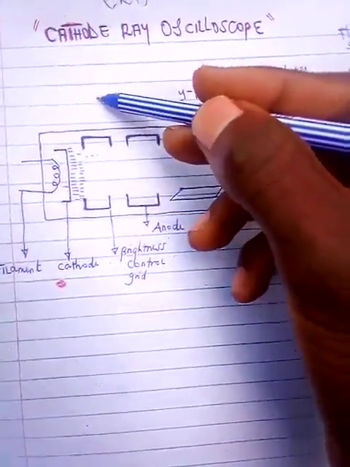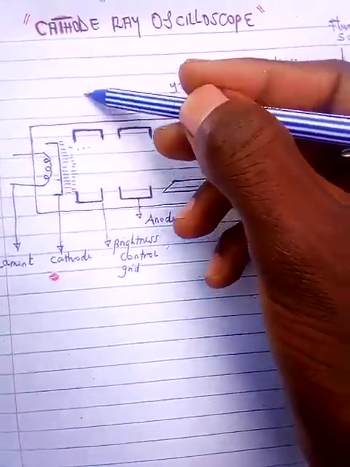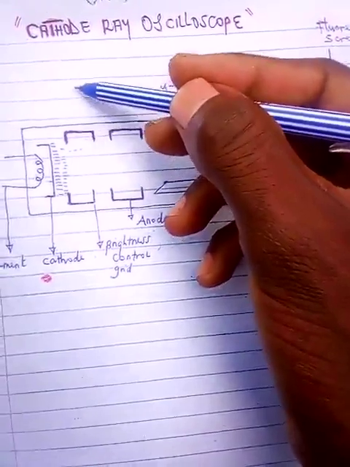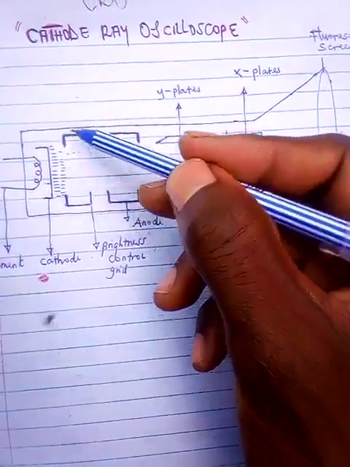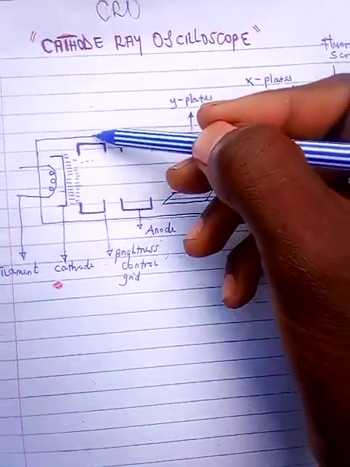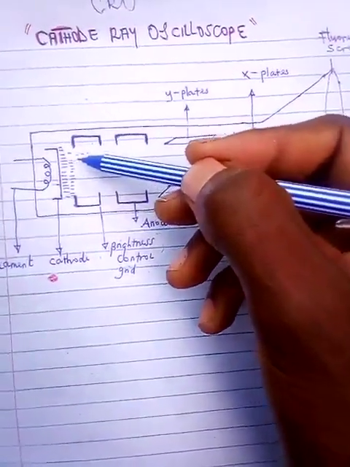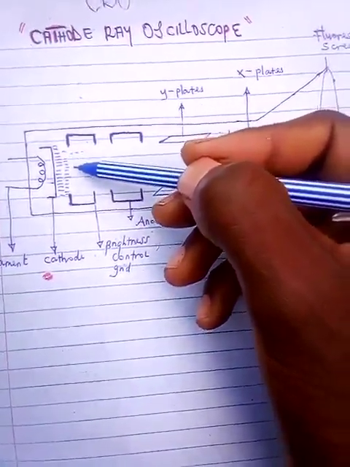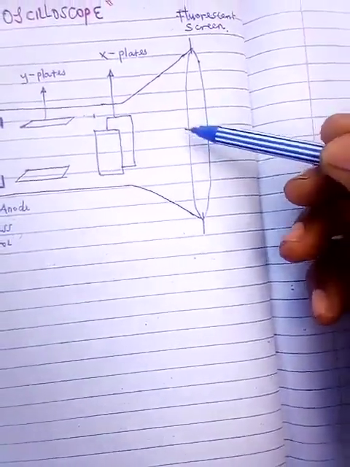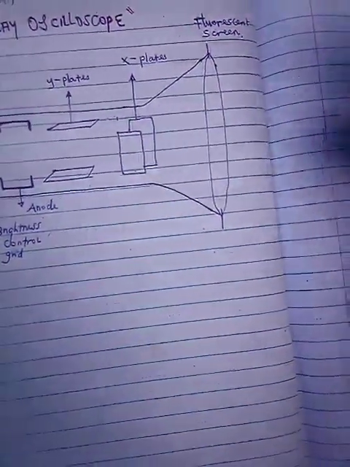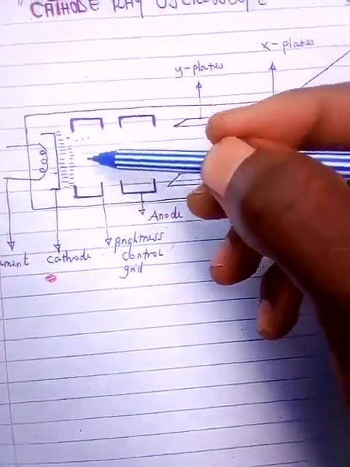So here's the thing: if the negativity of the brightness control grid has been increased, there will be a lot of electrons that are going to be repelled. As a result, the brightness of the spots which are going to be formed on the screen will reduce. Okay, will be low.